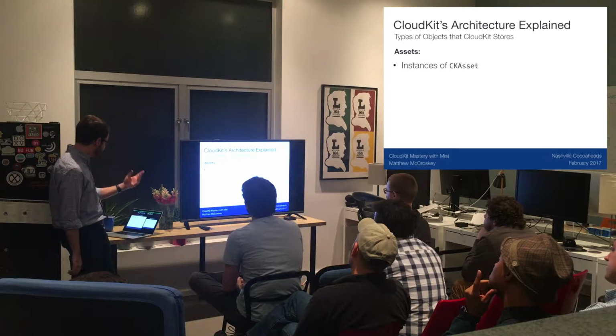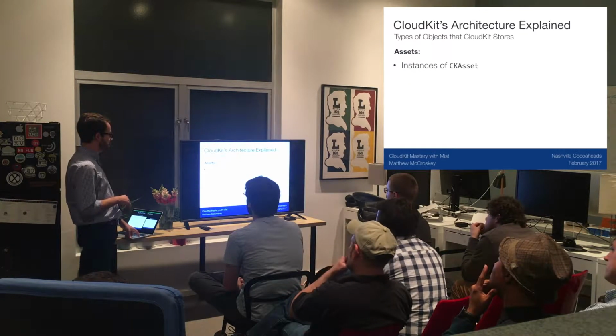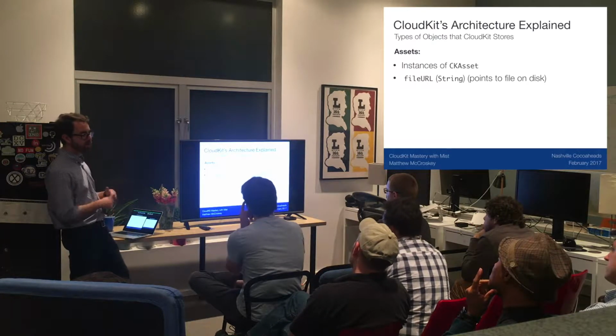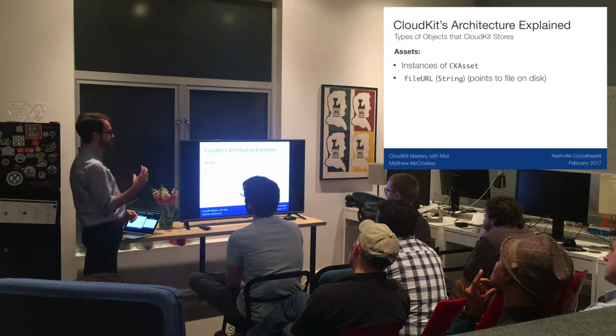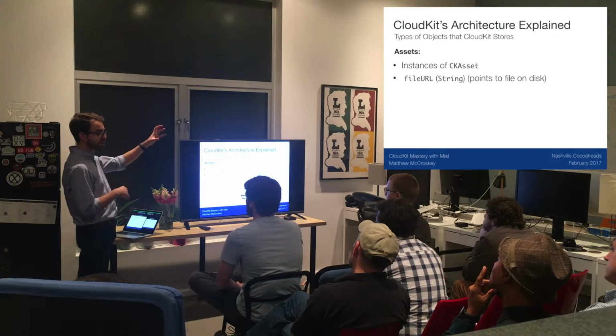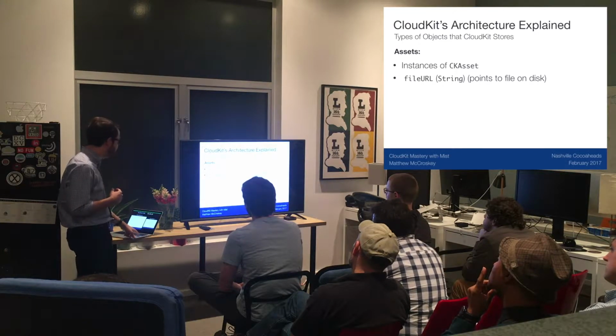Next is assets. So assets are instances of CKAsset. They represent a file, and they're very simple. You basically just initialize them with a file URL, which points to wherever that file is. And then you associate that asset with the record. And then whenever you save the record, the asset gets uploaded along with it. And then later, if you pull the record down, the asset comes back down with it.